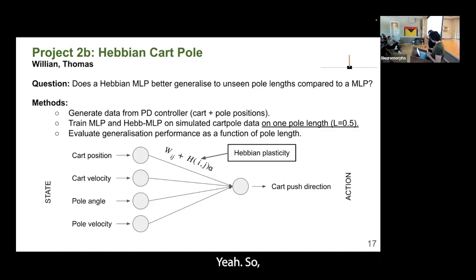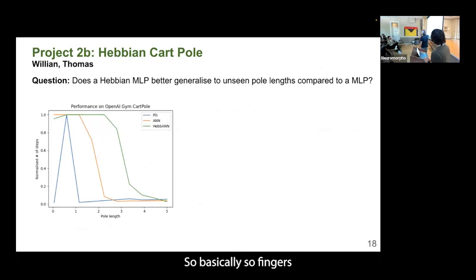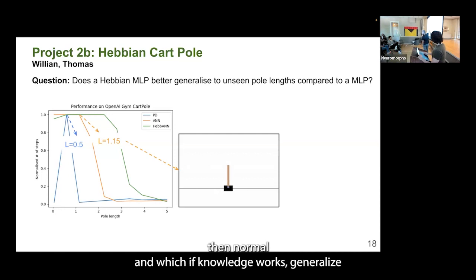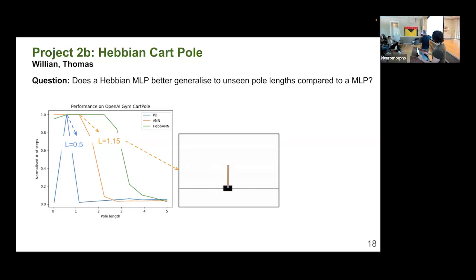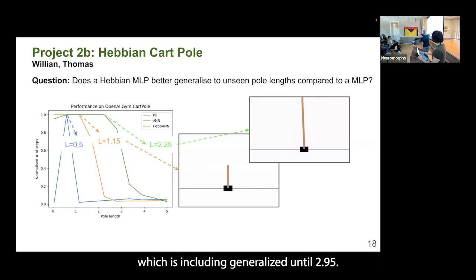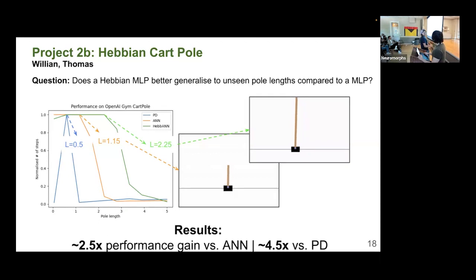Yeah, so these are the results. In blue, you see the PD controller. This is performance on the task as a function of pole length. The network was trained on data generated with pole length 0.5. And so the PD controller only works for this particular pole length. Then a normal ANN, which is in orange, generalizes to a pole length of 1.5, while our Hebbian network, which is in green, generalizes until 2.25.